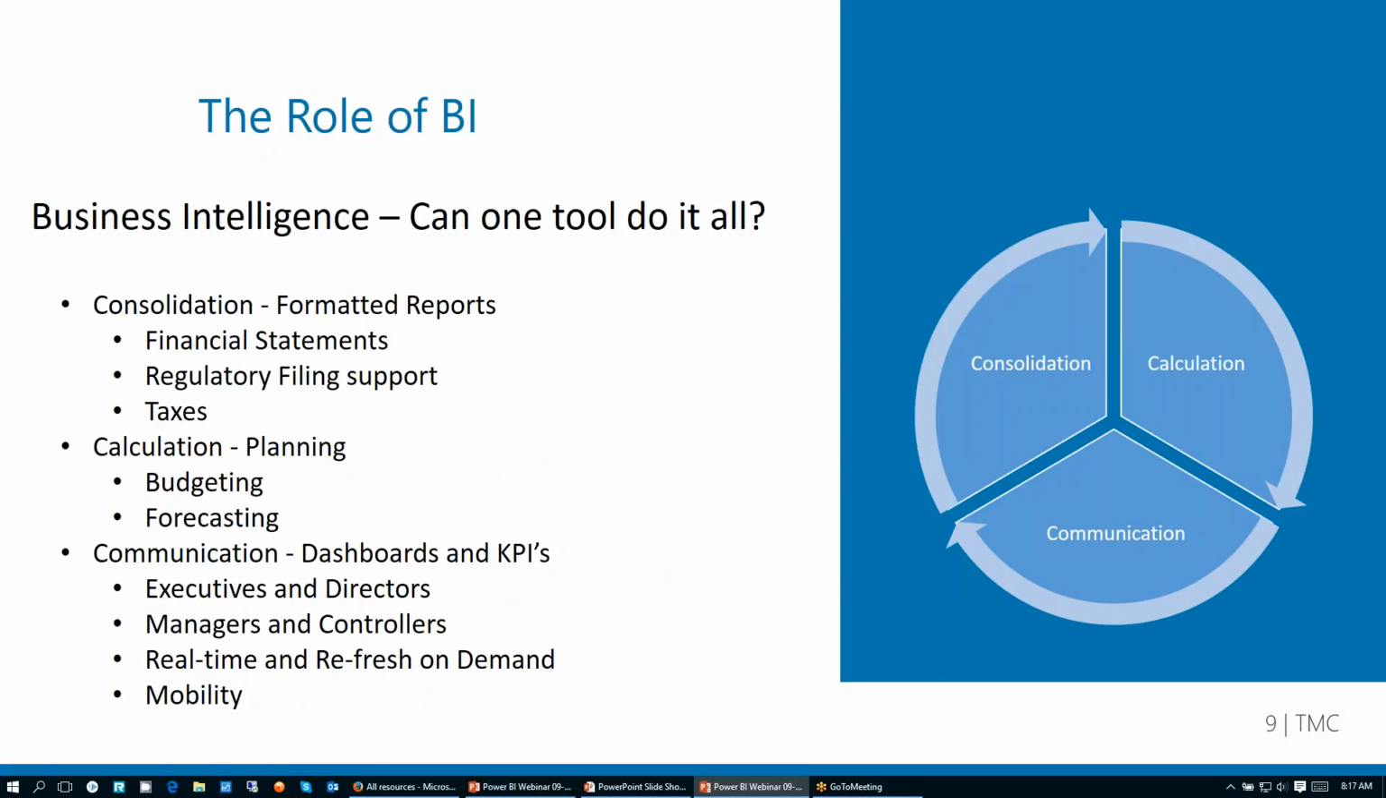One tool, in my opinion, will not be sufficient to cover all the different things that a BI system should be providing. If you look at the little graphic on the right, you can see that I've broken out business intelligence into essentially three components: consolidation, calculation, and communication. And then I've detailed what I think belong in each one of those different segments. The consolidation, this is financial statements, tax filings, regulatory filing support, backup documents, etc.